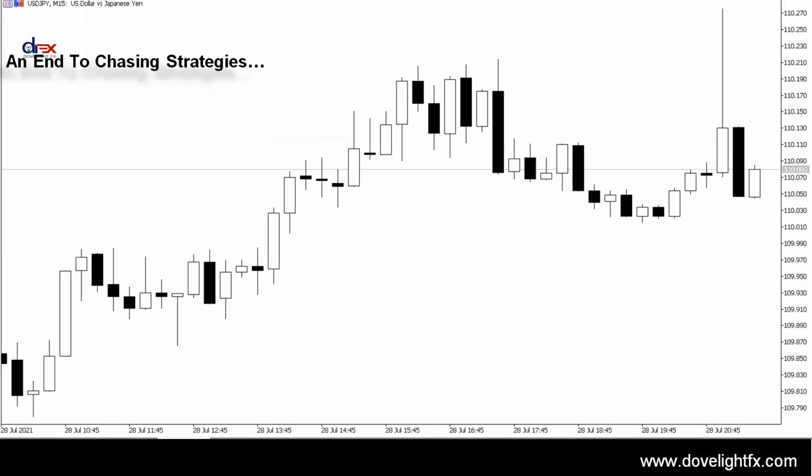Now let's work this out. If there is a price change from 110.130 to 110.150, let's look at this portion of the screen.